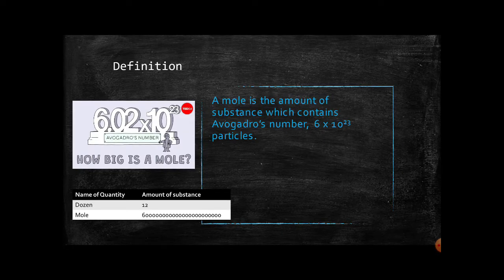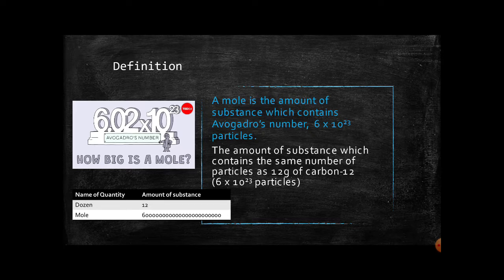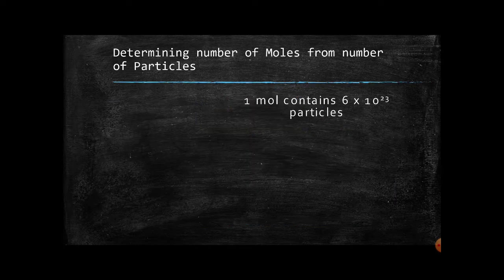We can have a mole of cars or a mole of houses, but this unit measures large amounts of small substances such as atoms or molecules. The mole can also be defined as the amount of substance which contains the same number of particles as 12 grams of carbon 12 atoms, which again is 6 times 10 to the 23. Because the mole deals with quantities, this topic has a lot of calculations present.